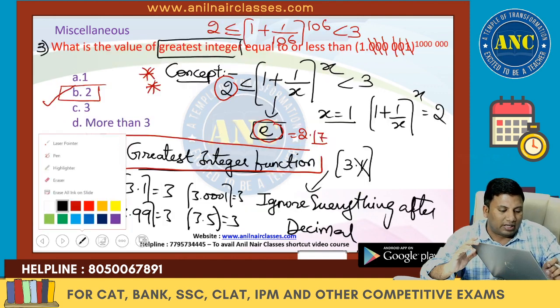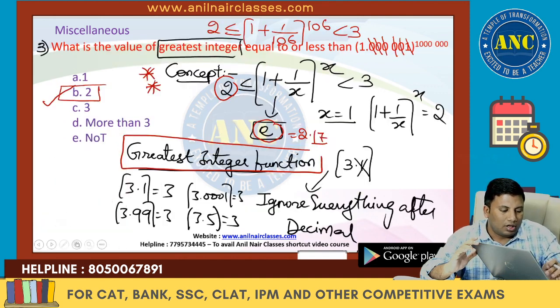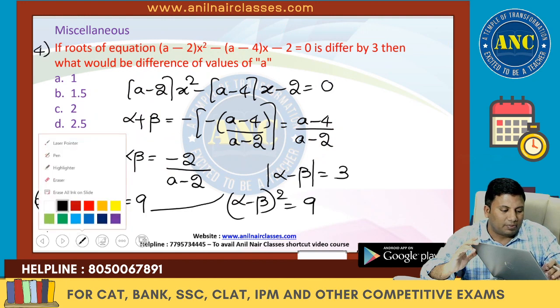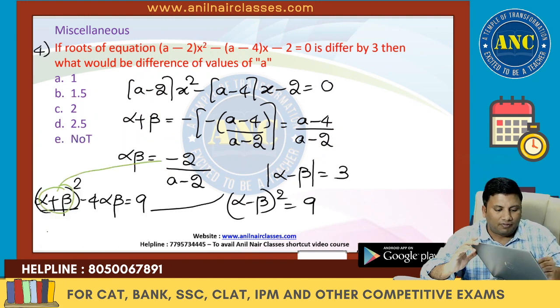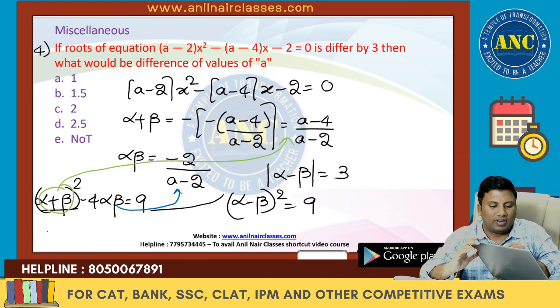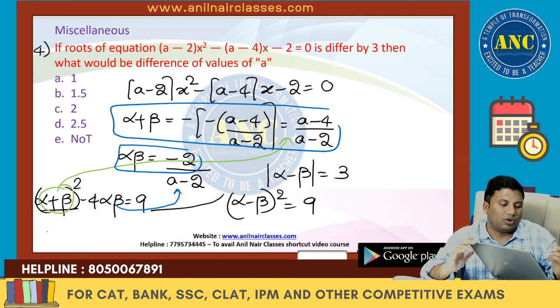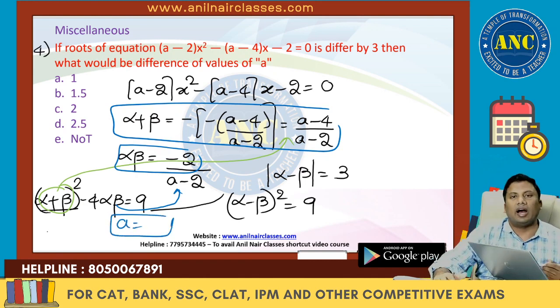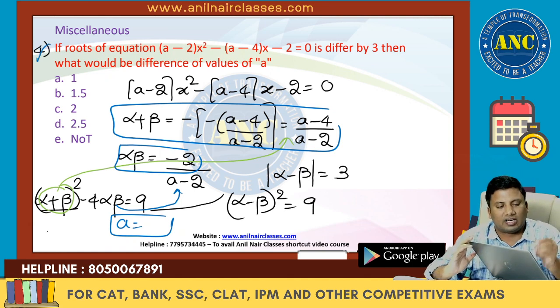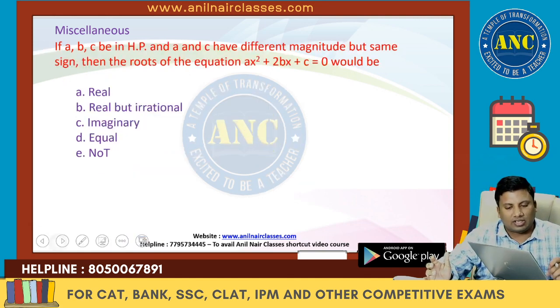Alpha plus beta is present here, and alpha beta is present here. Substitute it and you will get the answer. Alpha plus beta you know, alpha beta you know. Substitute and get the range for a. I hope the idea is clear. Same model we discussed in the previous question. Next, the 5th one.